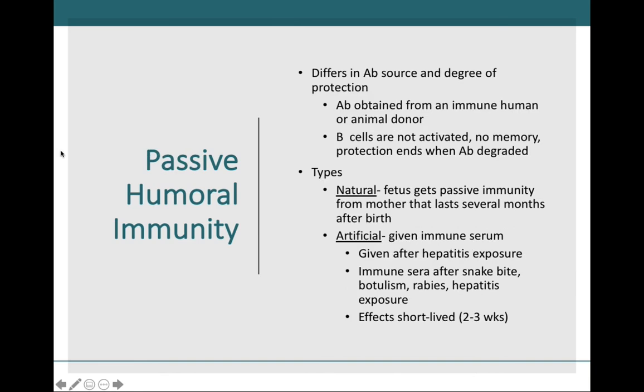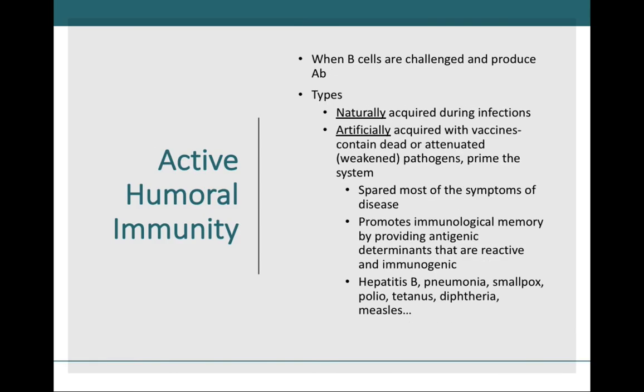So let's jump to this slide real quick to explain the difference between passive and active, and then we'll talk about how each of these can be naturally acquired and artificially acquired. While active humoral immunity refers to the challenging of B cells and the production of antibodies, passive humoral immunity is a little bit different. Passive humoral immunity skips the actual challenging of the B cells and simply administers antibodies into the patient. Since our B cells are not challenged with passive humoral immunity, they will not provide memory in these instances. So to distinguish between active and passive humoral immunity, we need to understand that the source of the antibodies is what's really making the difference.